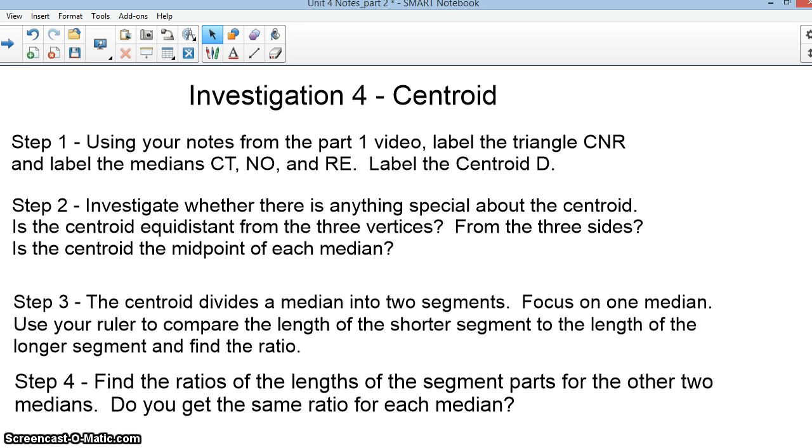Now I want you to investigate whether there's anything special about the centroid. Is the centroid equidistant from the three vertices? What about from the three sides? Is the centroid the midpoint of each median? See if you notice anything about that.